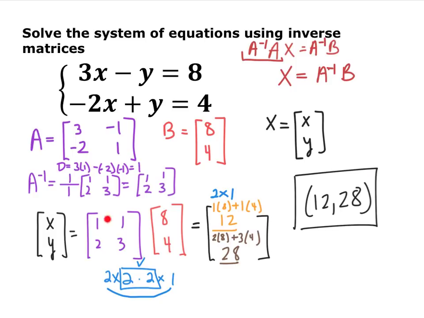When you multiply rows by columns, first row, first column, 1 times 8 plus 1 times 4, you end up with 12. Second row, first column, 2 times 8 plus 3 times 4, so you end up with 28. So you end up with the matrix 12, 28, but you know that's equal to the matrix x, y, so therefore x is equal to 12 and y is equal to 28. When you're solving using inverses or matrix algebra, you have your coefficient matrix, you take the inverse of that, and then you multiply that by your answer matrix, and that will give you your answer.